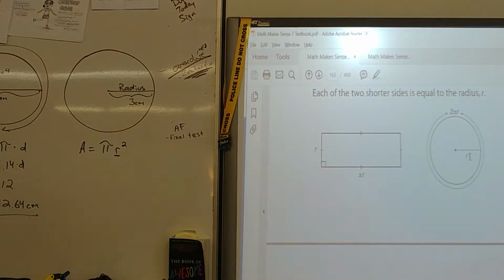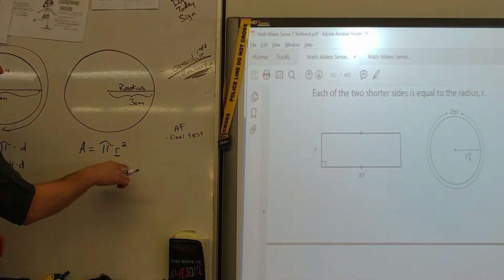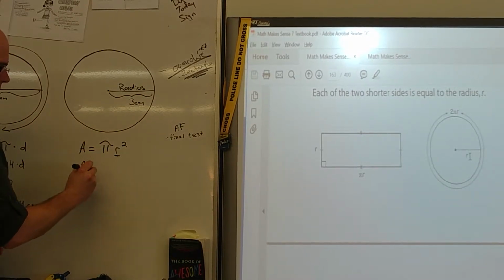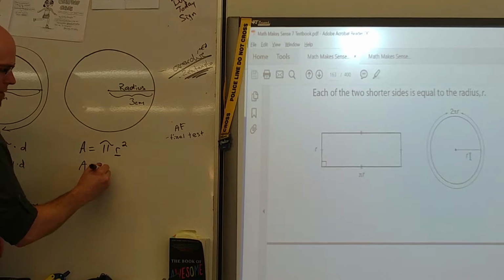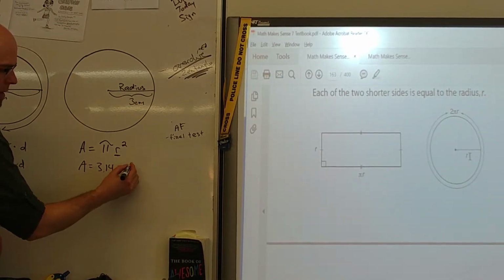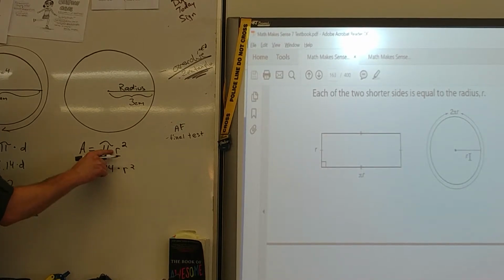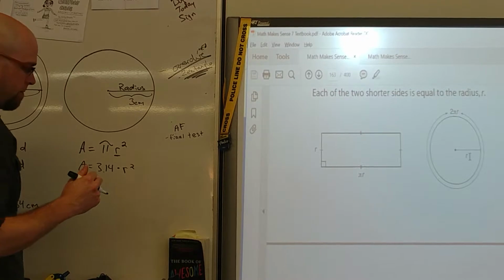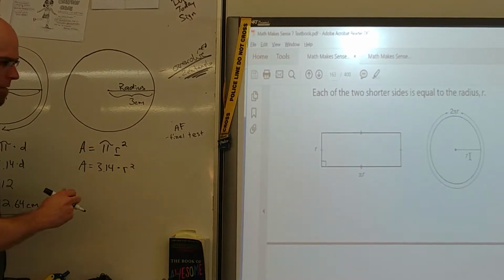So what I have now is a formula. This formula needs to solve this. I'm trying to find what area is. Now I know what pi is. Pi is 3.14. And it's times r squared. Times because they're directly beside each other. When two things are directly beside each other, they are multiplied. But what does this little 2 mean?